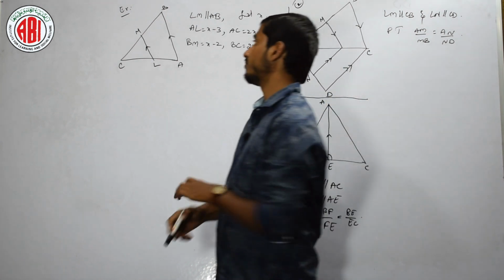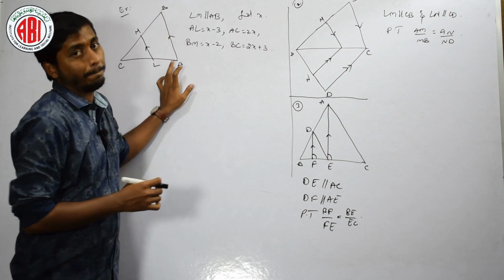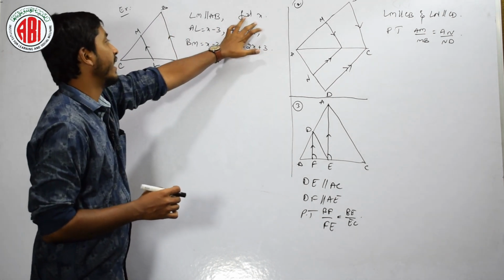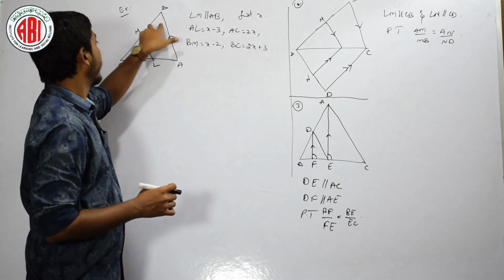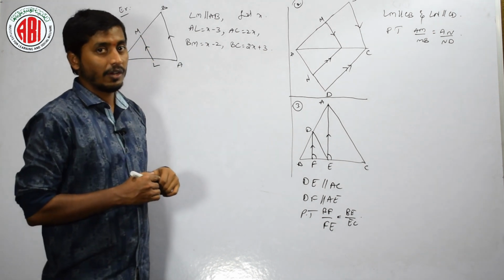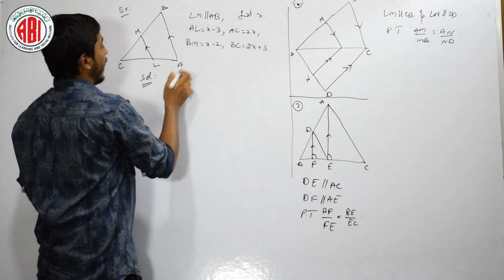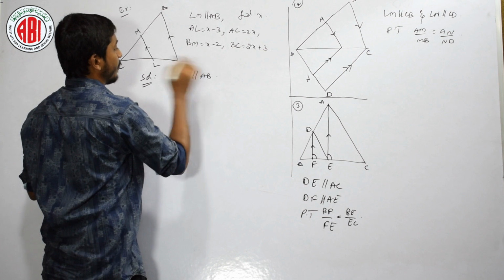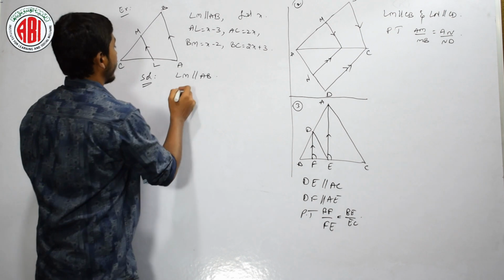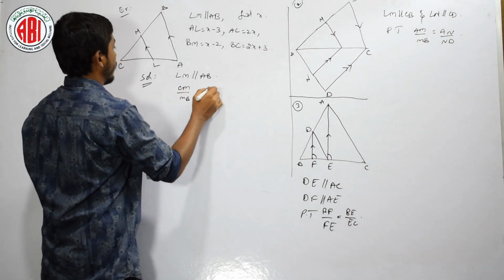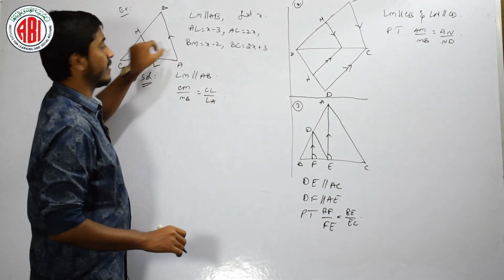Now see here, the question given: LM is parallel to AB, and he is asking us to find x if AL, AC, BM and BC values are given. Now let us see the solution. What is given here? LM is parallel to AB. Then what is the condition? If LM is parallel to AB, then CM by MB is equal to CL by LA, right. This by this is equal to this by this.